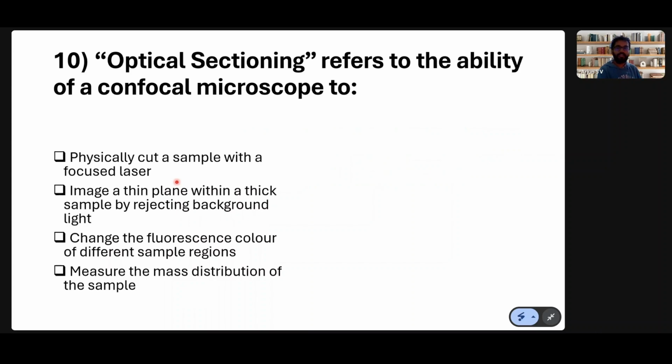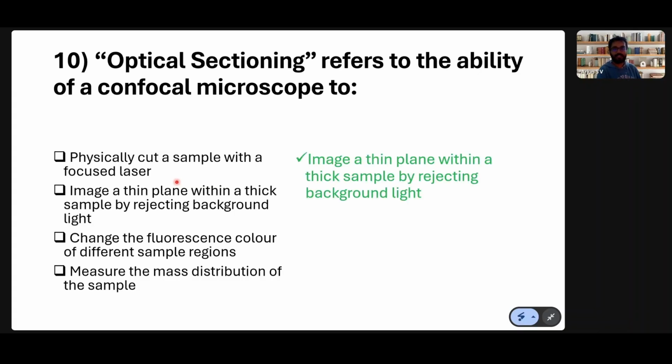And question 10. Optical sectioning refers to the ability of a confocal microscope to do what? It's a straightforward question. Option B is the answer. It's a process where we image a very thin plane by rejecting the background light so that it appears as sections.